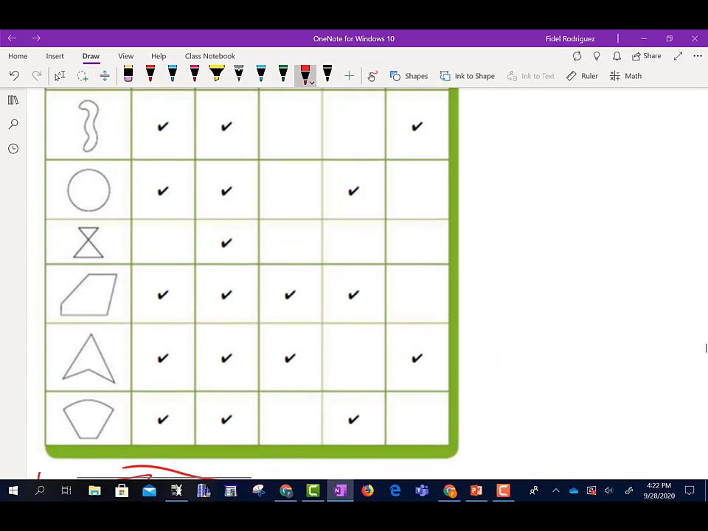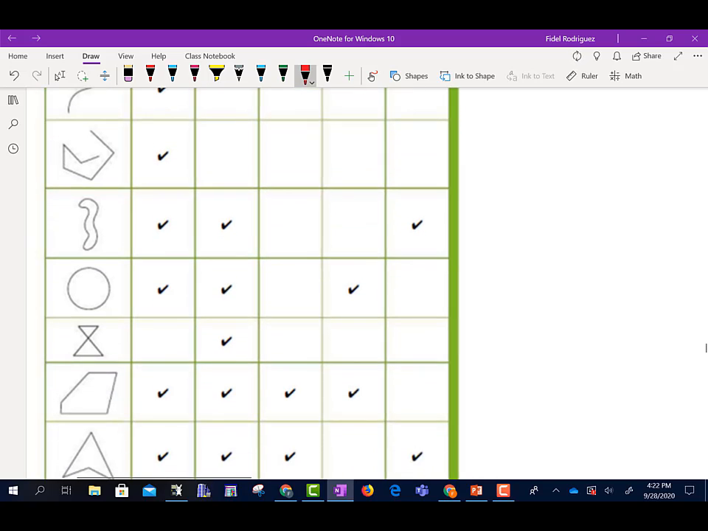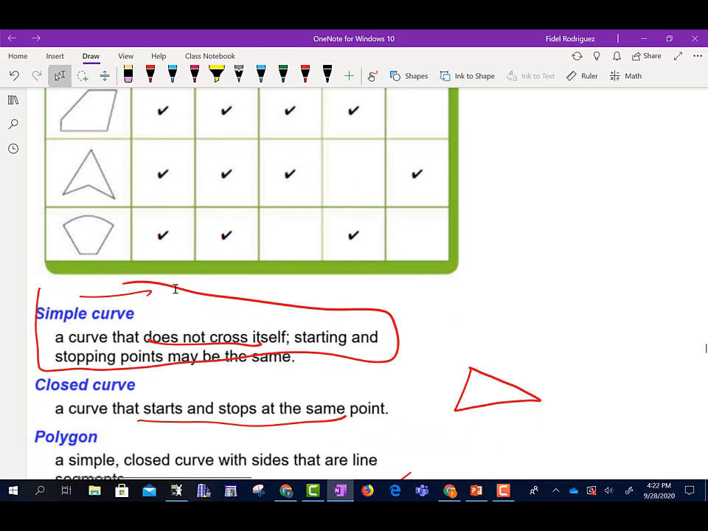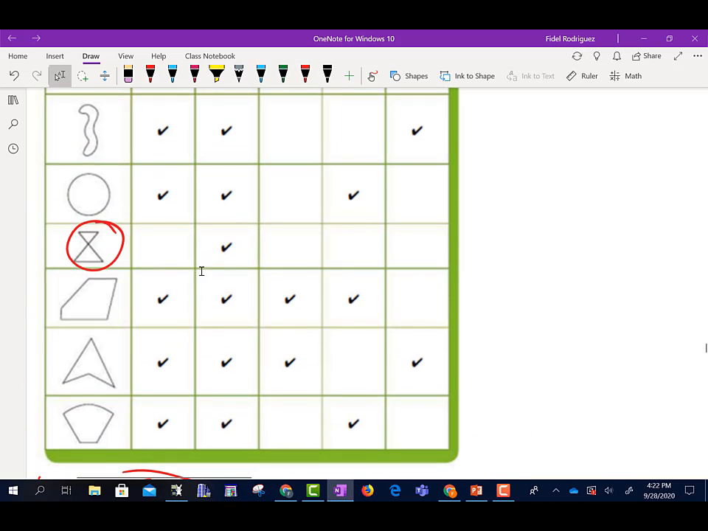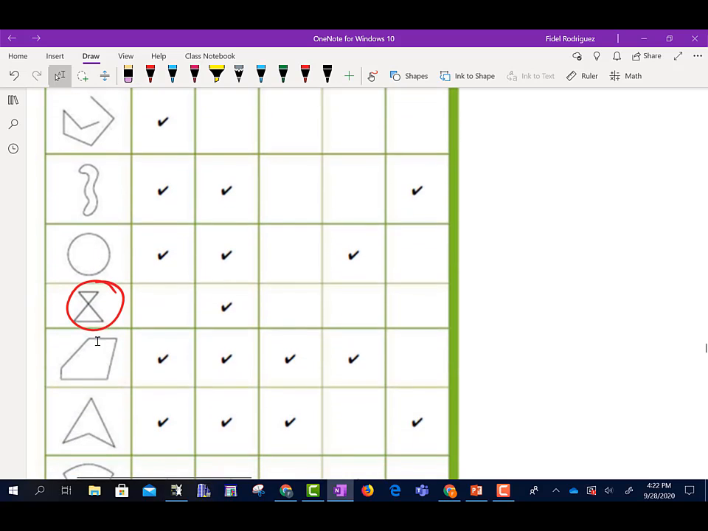So let's take a look at some of these things here just so that we have an idea of what this is, right? You can see almost all of them are simple curves with the exception of this one right here, because the first column is simple curves. So why is this one not simple? Because a simple curve does not cross itself, and you can see this one crosses itself, right? Okay. Why are these two not closed? Because you can see that they're not connected at the ends, where all of these are.